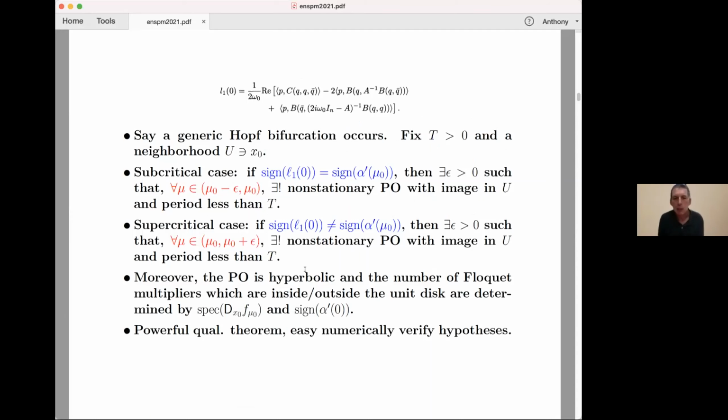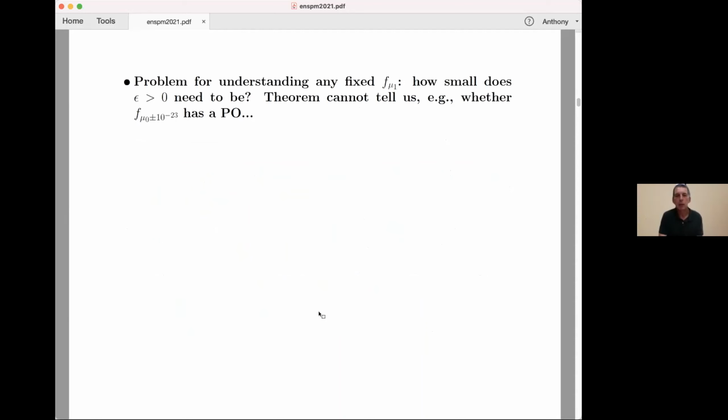And that tells you whether this periodic orbit is hyperbolic or not, basically. And the nice thing about the Hopf bifurcation theorem is it's a qualitative theorem, and it's easy numerically to verify the hypotheses. So as you can see, it's a little complicated even in general to do it explicitly, analytically, but at least qualitatively, numerically, you can do it.